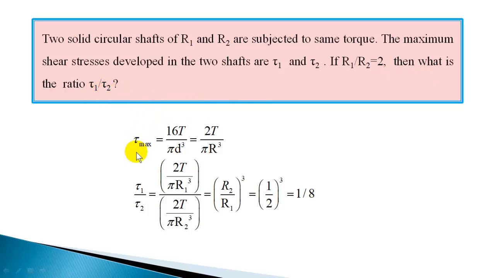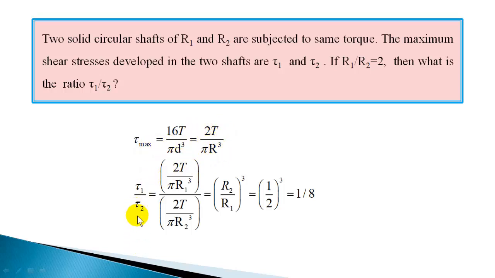We know the maximum shear stress in a solid circular shaft is given by 16T by pi d cube. So in terms of R, if you substitute d as 2R, that will be 8R cube, and 8 will cancel in 16 two times. So 2T by pi R cube will be the maximum shear stress in terms of radius.